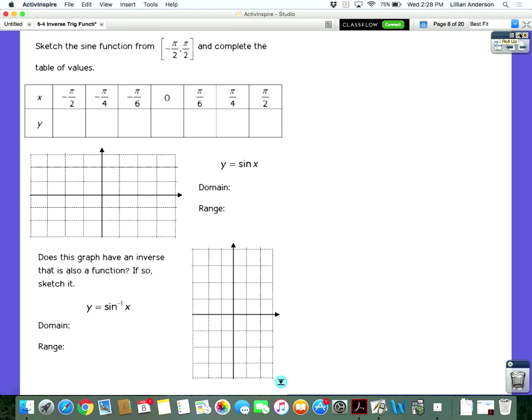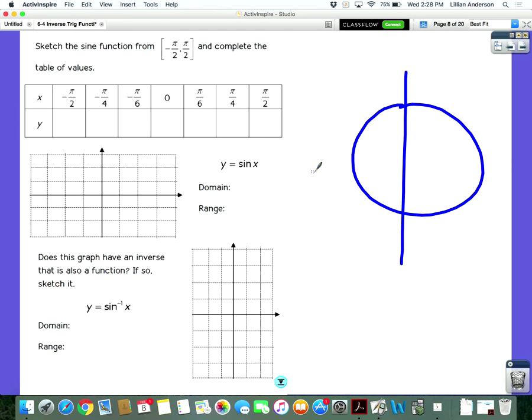Now, we have to complete this table of values. This is coming from your unit circle. You have 0. Pi over 2 is located where? At 90 degrees. Where is negative pi over 2? At 270, okay? So we're basically looking in between these values.